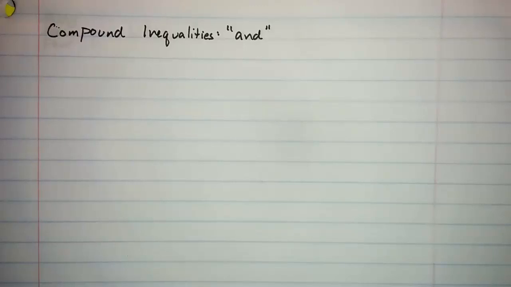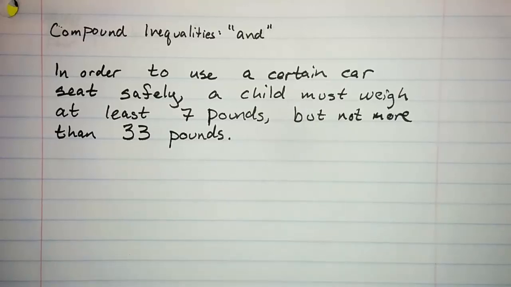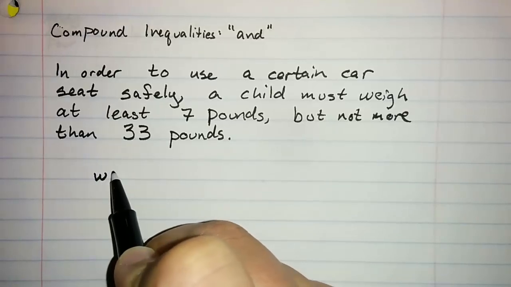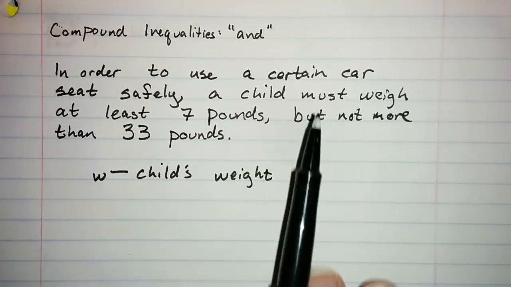So far, we've only talked about single inequalities that describe just one relationship. But sometimes we have more than one qualification on a value. For example, suppose that we know that to use a certain car seat safely, a child must weigh at least 7 pounds, but not more than 33 pounds. Let's say W is the child's weight. There are two rules here.